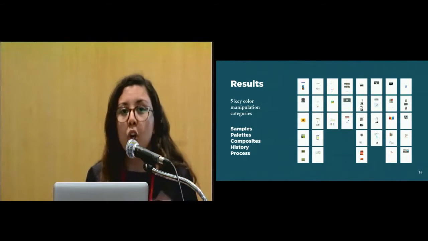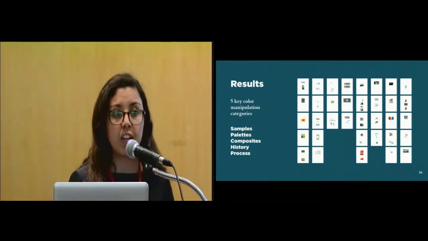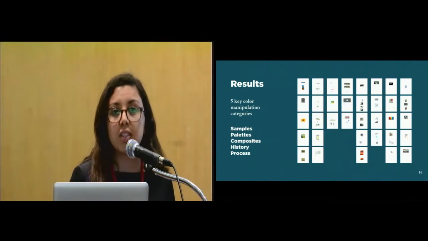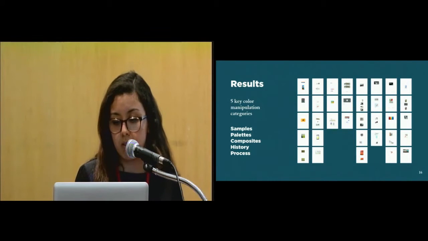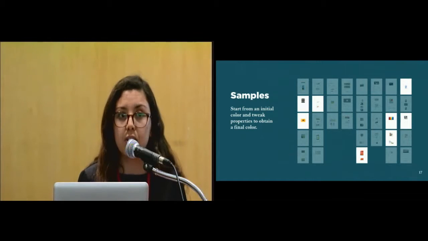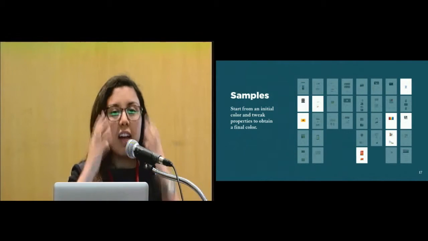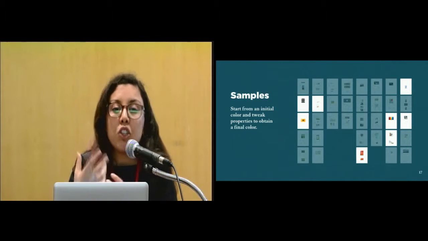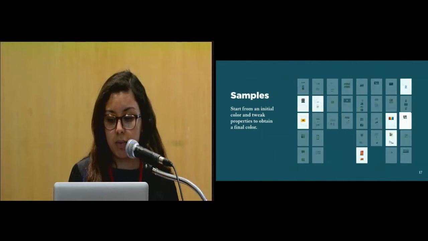In the paper, we talk about 5 out of these 11 categories of interaction with color, and we chose these categories because they were more represented in the user stories. The first category is interacting with samples, and it is about picking an initial color and then tweaking the dimensions of this color before applying it to the final object.